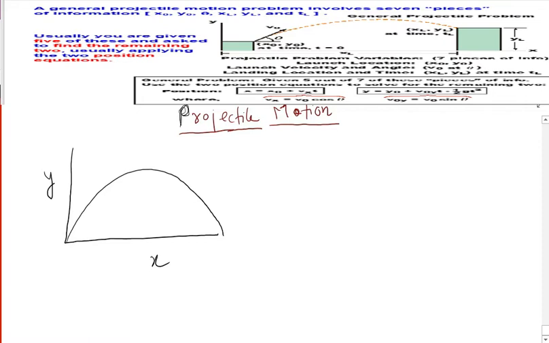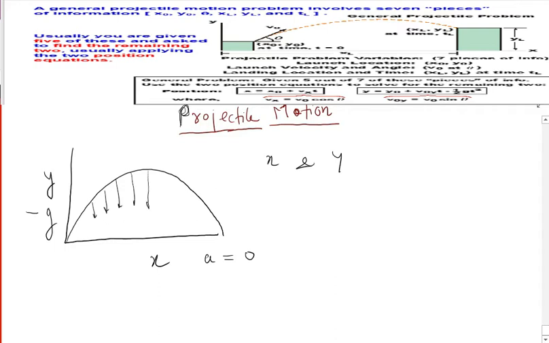Now, one of the key concepts you have to apply in projectile motion is the fact that x and y are two mutually independent events, right? Or displacements. So x, there is no acceleration. So acceleration is zero. But y, you have an acceleration of gravity, which is always downwards.